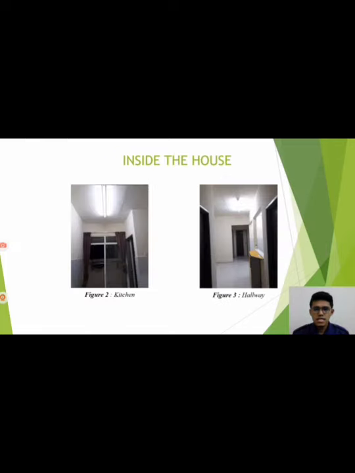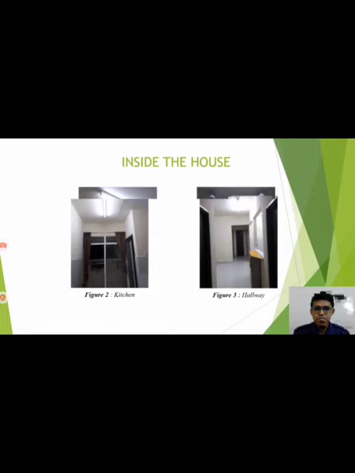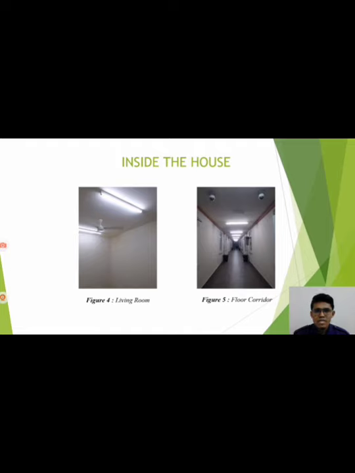Now what you can see is the inside of the house. Figure 2 is the kitchen, and figure 3 is the hallway for the house. The hallway picture is taken from the front door view. Now for the inside of the house and the building, figure 4 shows the living room, and figure 5 is the floor corridor.